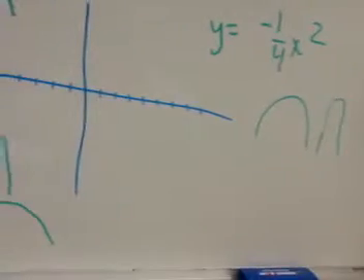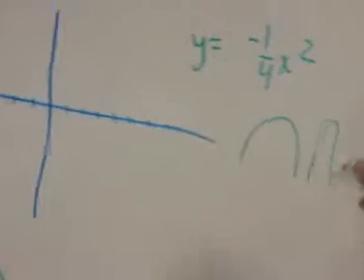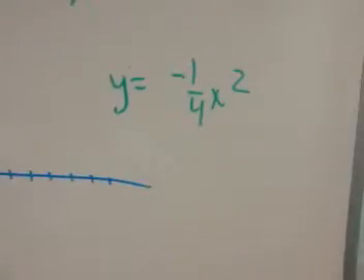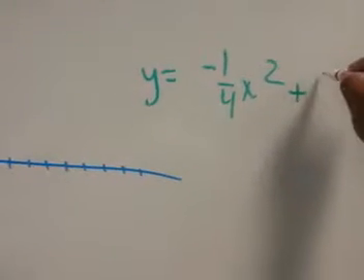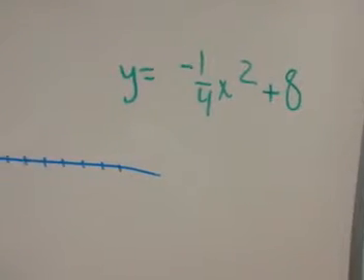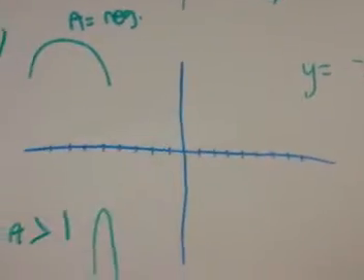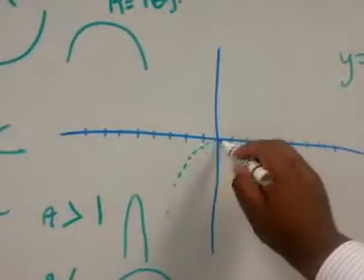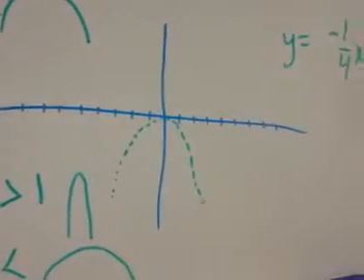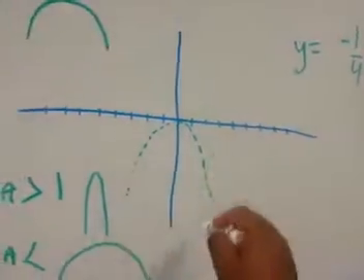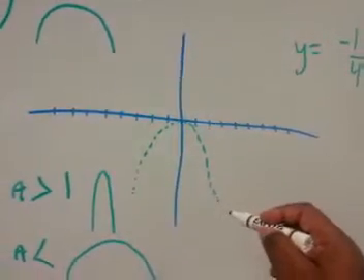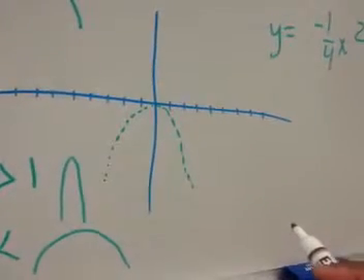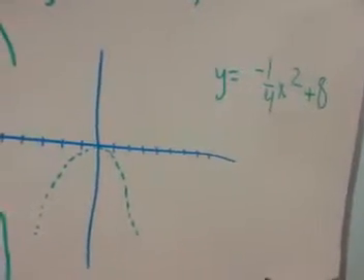What if, instead of just saying y equals x squared, what if I said plus 8? And we're going to actually graph that. Well, I know it would go like this normally, right? Because it's negative, so it's going to be upside down. And it's a quarter, so it's going to be slim. But what about that 8, that positive 8?